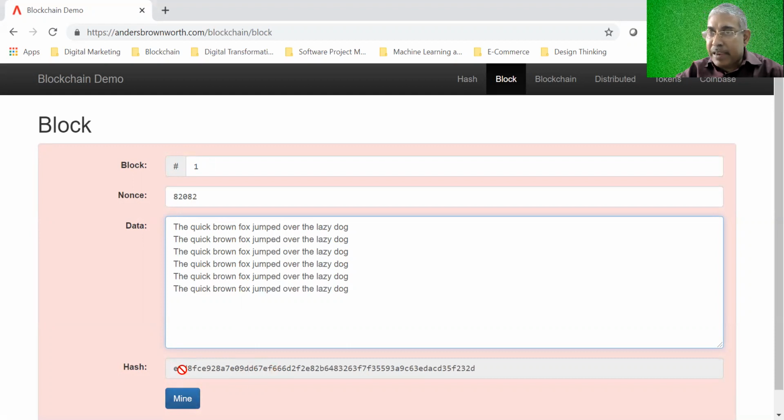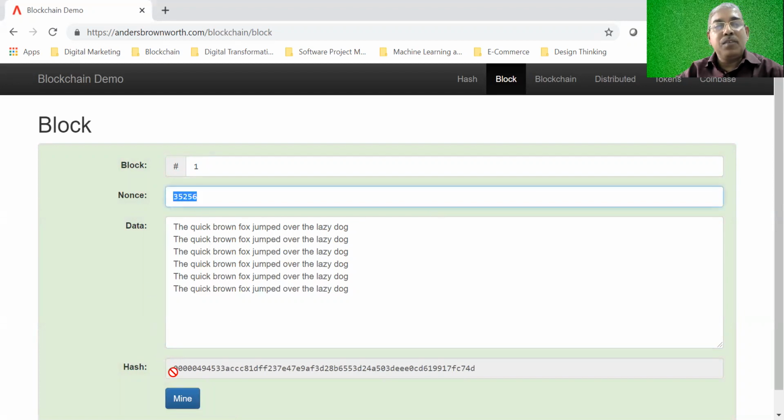Now, this hash is not valid anymore, as you can see from the fact that this block has become red. We need to mine this block again. Let us mine this block again. Once you mine this block, you see that the system has found a new nonce, and this new nonce has given a new hash which has the 4 leading zeros. However, it is still the same length of the hash. So this ensures that whatever the size of the data, the hash is always of the same length.